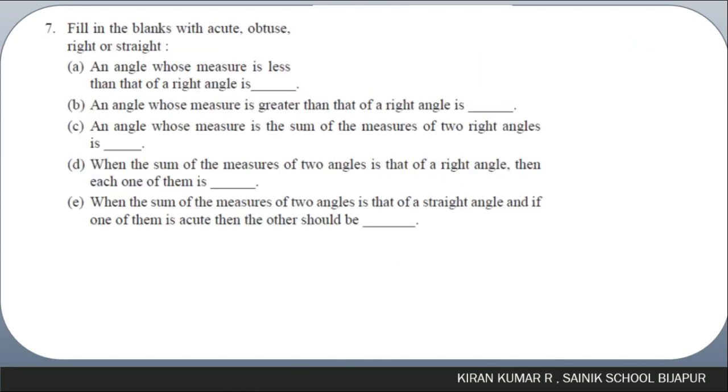Question 7. Fill in the blanks with acute, obtuse, right or straight angles. An angle whose measure is less than that of a right angle is acute angle. An angle whose measure is greater than the right angle is called as obtuse angle. An angle whose measure is the sum of the measure of two right angles is called as straight angle. When the sum of the measures of two angles is right angle, then each of them is acute.